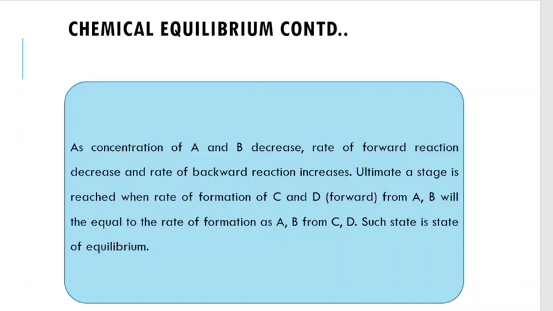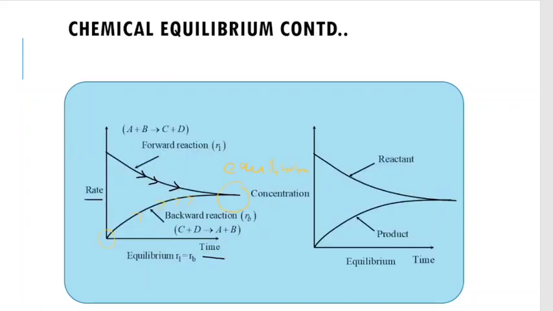So, the conclusion here is, the concentrations of A and B decrease with time. Hence, the rate of forward reaction also decreases. The rate of backward reaction increases. Ultimately, a stage is reached when the rate of formation of C and D becomes equal to the rate of formation of A and B from C and D, and such a state is nothing but a state of equilibrium.